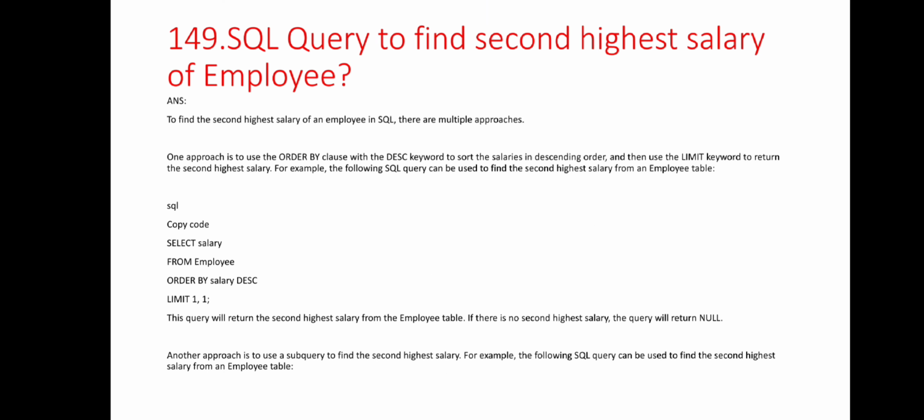Question number 149. SQL query to find second highest salary of employee. To find the second highest salary of employee in SQL, there are multiple approaches. One approach is to use the order by clause with the DESC, that is descending keyword, to sort the salaries in descending order, and then use the limit keyword to return the second highest salary. For example, the following SQL query can be used to find second highest salary from employee table.